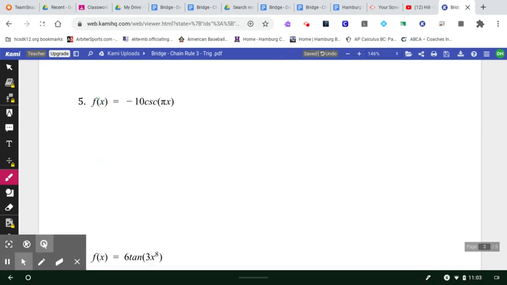So we've got question 5 here. Feel free to look back at your derivative of trig functions notes and try to just take this derivative on your own. So pause it and give it a whirl.